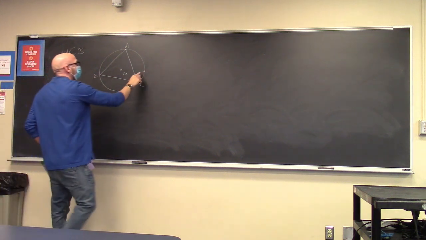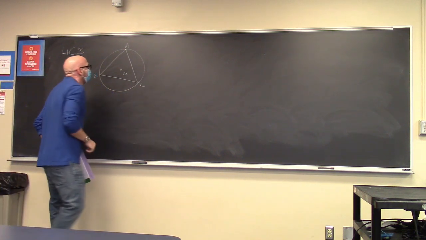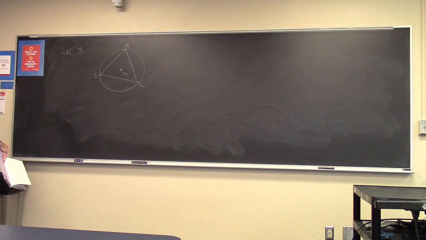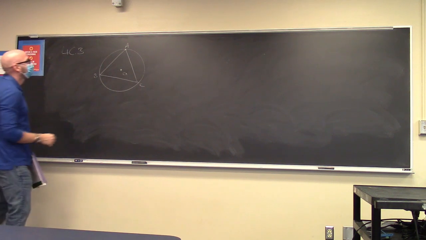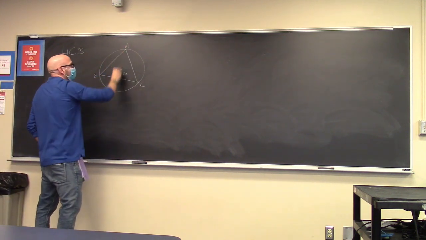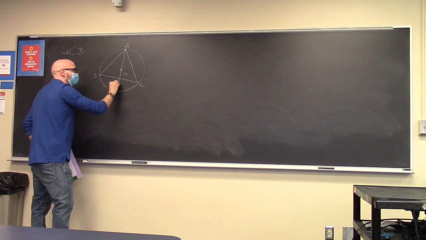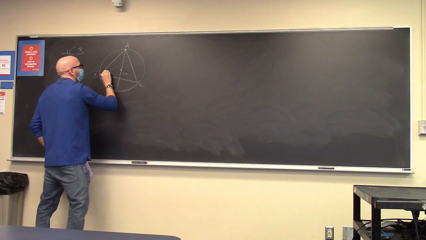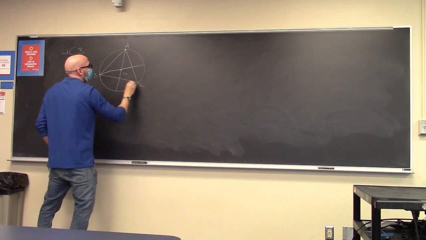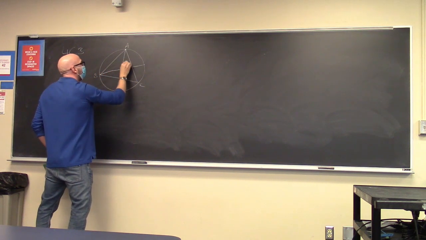All right, so I don't actually use this point. And what I have is I've got the lines from A passing through the circumcenter. So I'm actually going to draw on all of them. AO, BO, and CO.